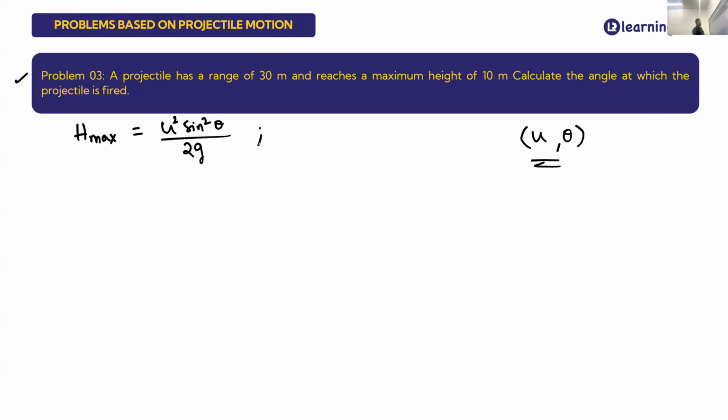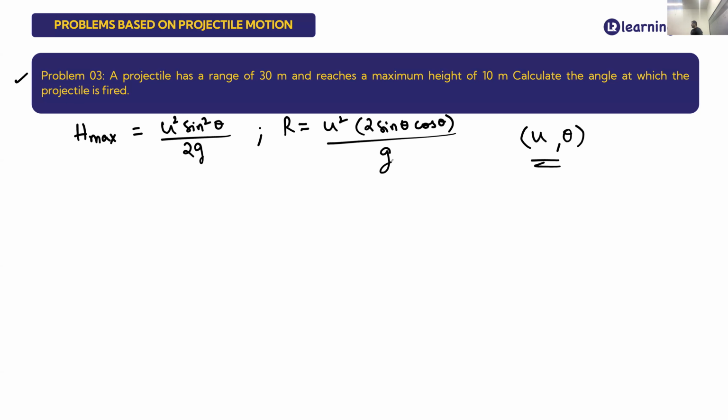So what is the other parameter given? Range is given. So the range equation is u square, and instead of sine 2 theta, can I write it as 2 sine theta cos theta? Both are the same, no? So u square 2 sine theta cos theta, the whole divided by g. Basically what I did is u square sine 2 theta, I wrote it as 2 sine theta cos theta by g. Now observe, I'm going to divide H max with range.